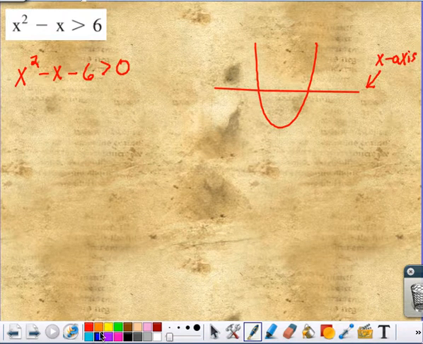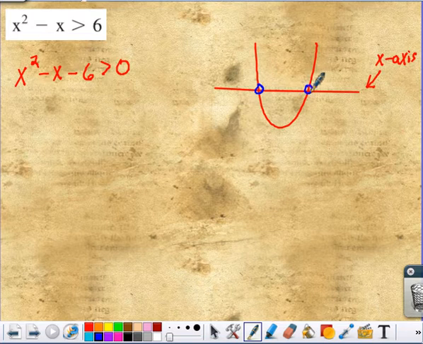We're looking for where my parabola is, and it's a positive parabola. It's an up-shaped parabola. Where is that parabola above 0? Well, I know for a fact here's where it's equal to 0. So where is it above 0? Well, not in the middle. In the middle is where it's below 0, so where it's above 0 would be on the outside.